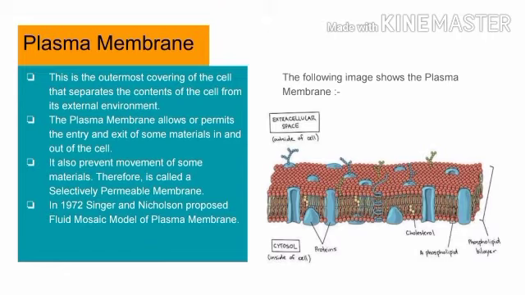The plasma membrane allows or permits the entry and exit of some materials in and out of the cell. It also prevents movement of some other materials, therefore it is called a selectively permeable membrane. In 1972, Singer and Nicholson proposed the fluid mosaic model of the plasma membrane. The following image depicts the plasma membrane as proposed by the scientists Singer and Nicholson.